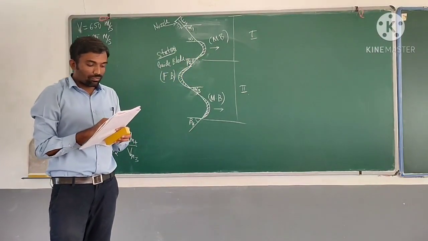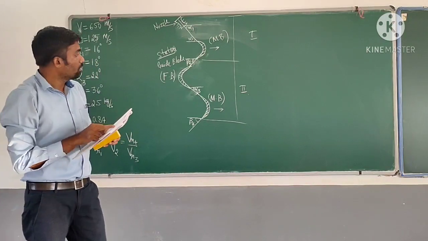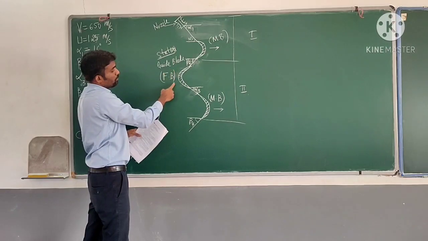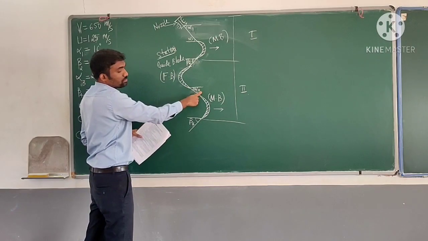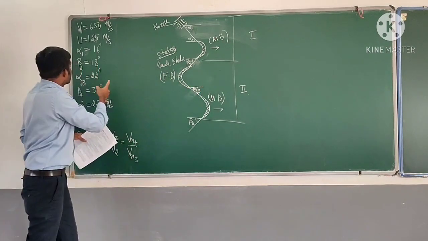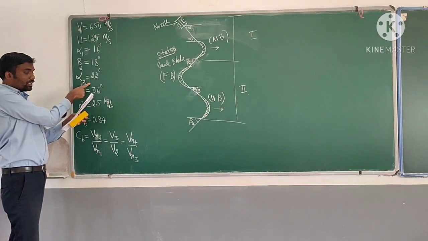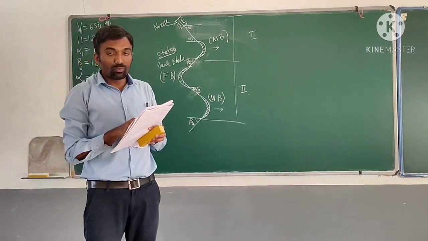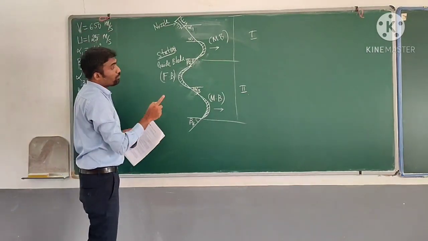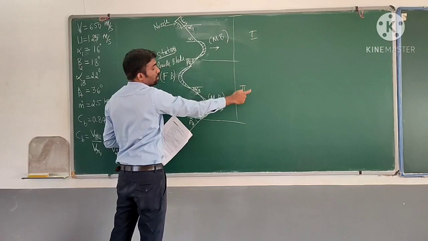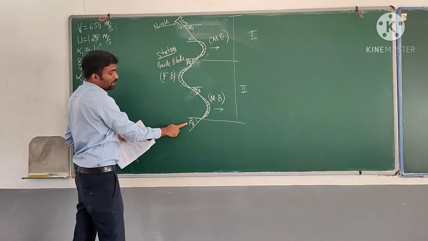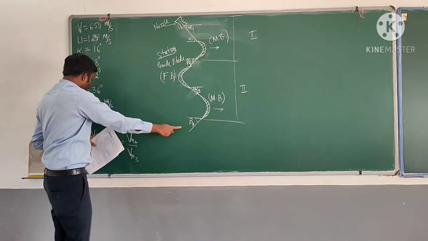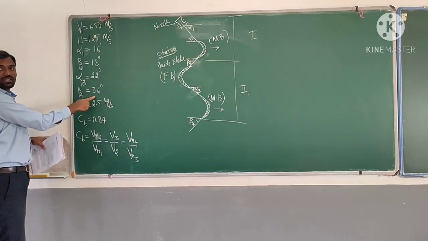Then the outlet angle of the fixed guide blade. So the fixed guide blade or fixed blade is here. Its outlet angle, which is alpha 3, is 22 degree. Then the outlet angle of the second row of moving blade. So this is the first row of the first stage, second row of the second stage. Its outlet angle with respect to the moving blade is beta 4. Beta 4 is 36 degree.